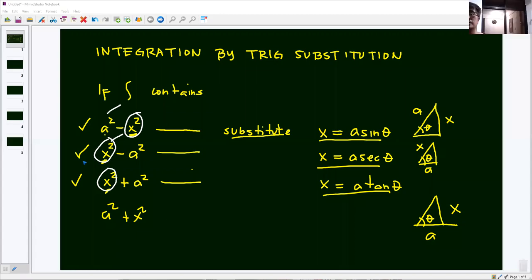Given na ganyan, gagamit tayo ng trig substitution. Ang palatandaan yung mga yan: kapag a squared minus x squared, a sine; x squared minus a squared, bumaliktad lang, a sec. X squared plus a squared, pag bumaliktad yan, parehas pa rin, a tan. And then, drawing tayo ng triangle lagi as a guide.